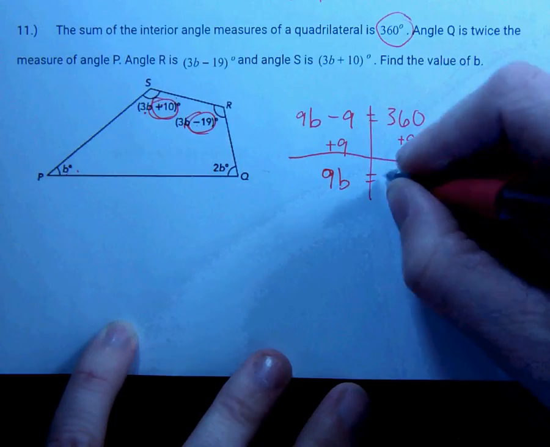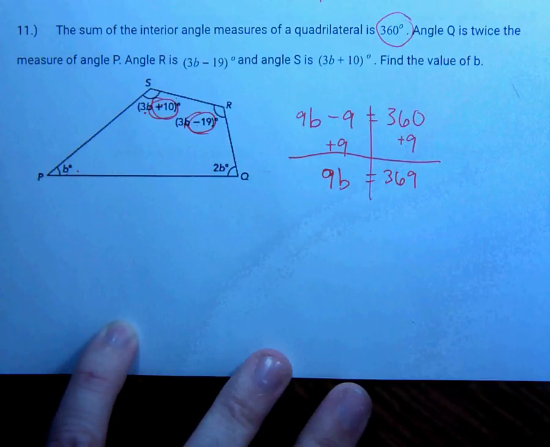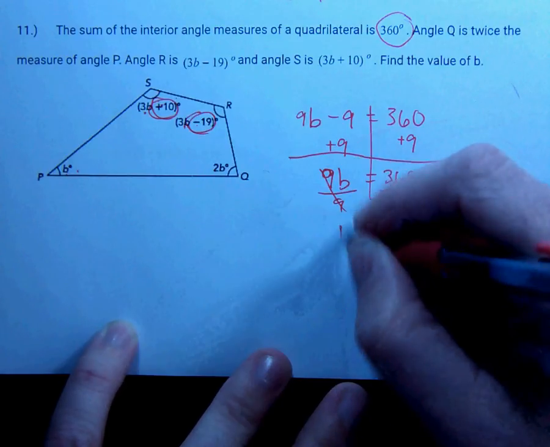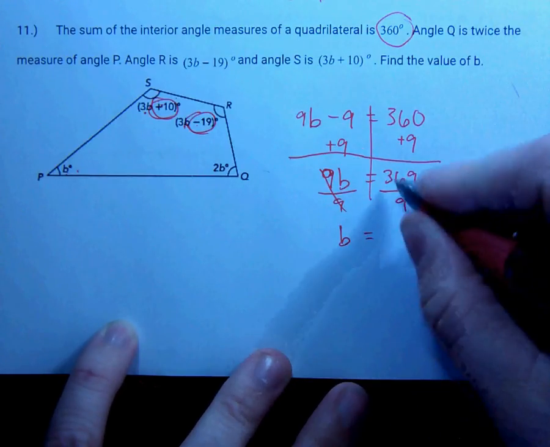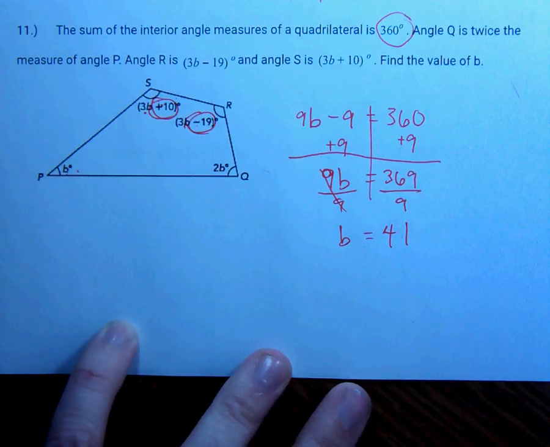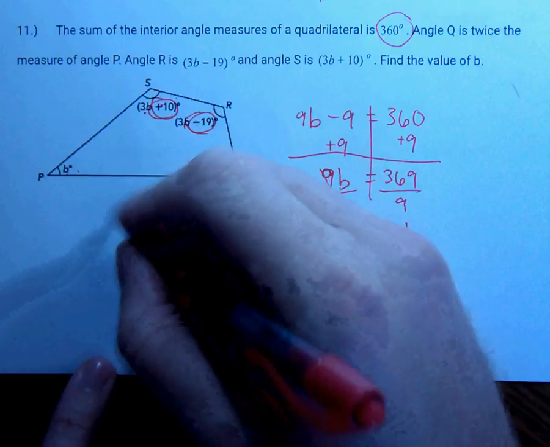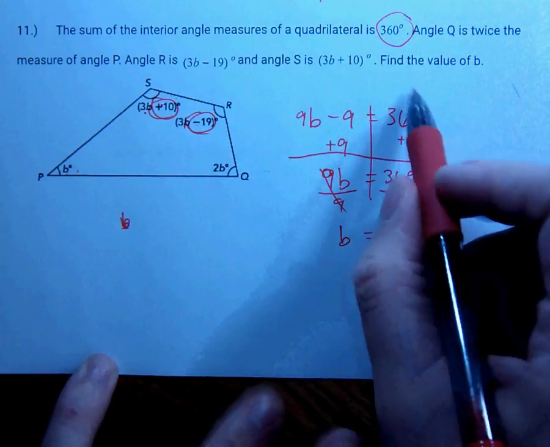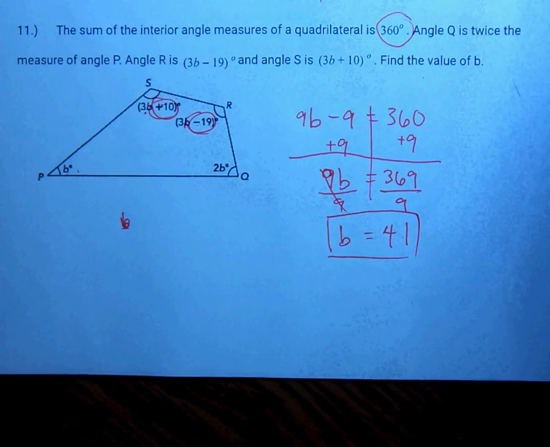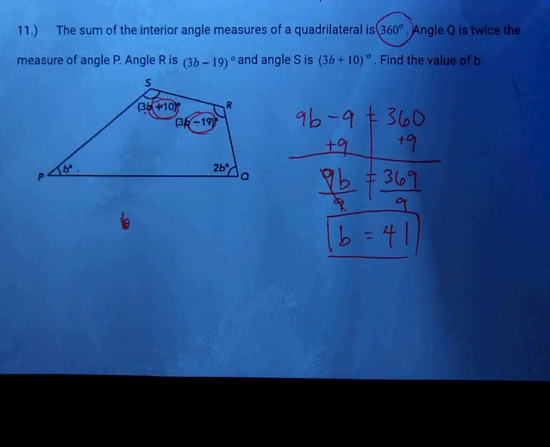9b is equal to 369. Divide by 9. B is equal to, 9 goes into 36 4 times, 9 goes into 9 once, 41. That's really all it wants. Find the value of B. B equals 41. Hooray! I keep saying that. I'm not sure why.